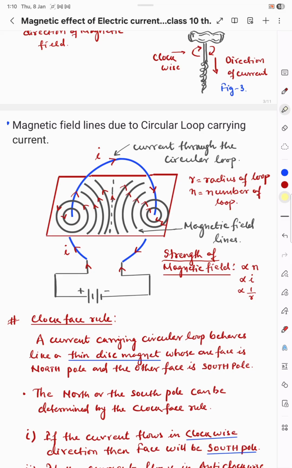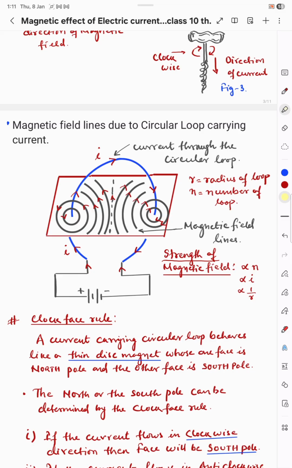The magnetic field strength also depends upon the amount of current flowing through the circuit. As we increase the current, the strength of the magnetic field also increases. And if we increase the radius of the loop, the magnetic field decreases. So the smaller the loop, the stronger the magnetic field generated. Okay, now let's see how to find the direction of the magnetic field lines in a circular loop conducting a current.